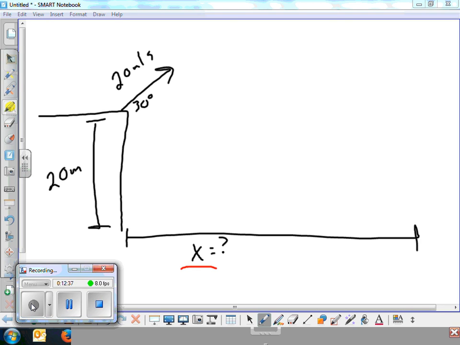Okay, so what do we need to do to be all good? All x's, all y's. So we need to figure out the velocity in the x direction, the velocity in the y. This one's easy, it's 10 meters per second. The velocity in the x would be the cosine of that, which would be 17.2.